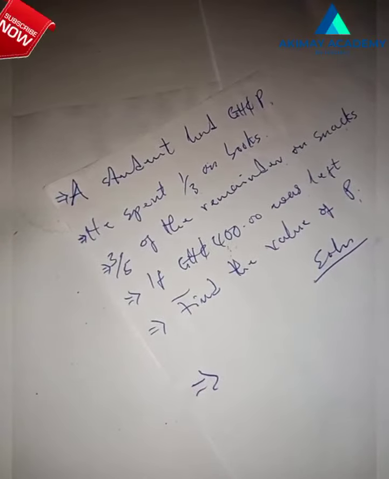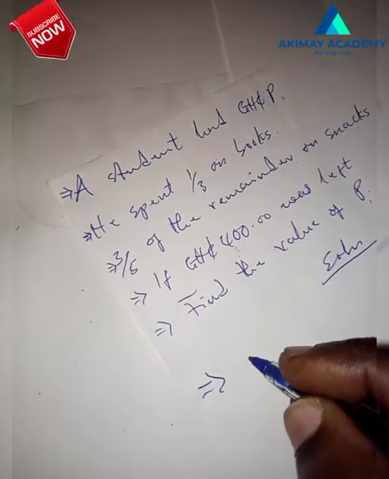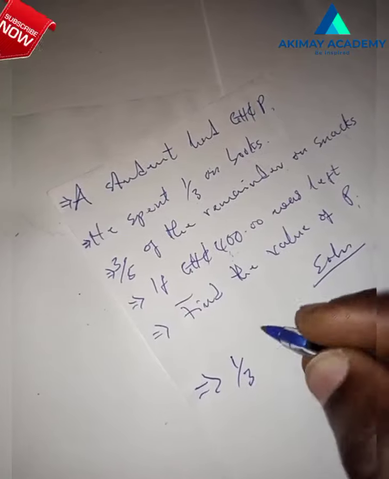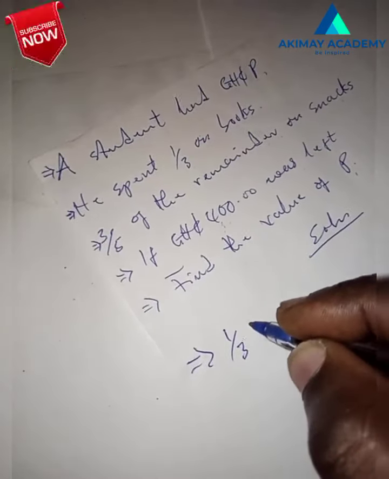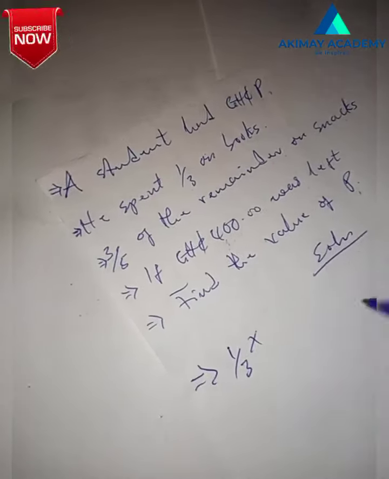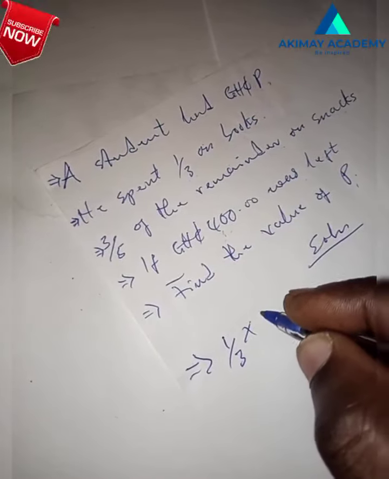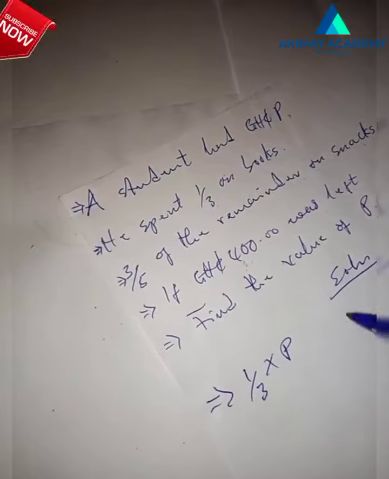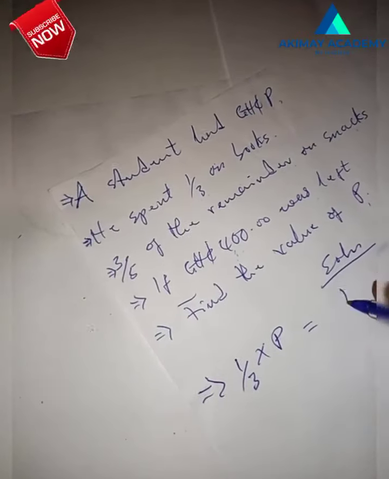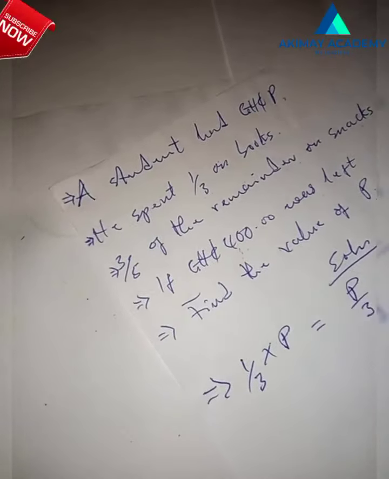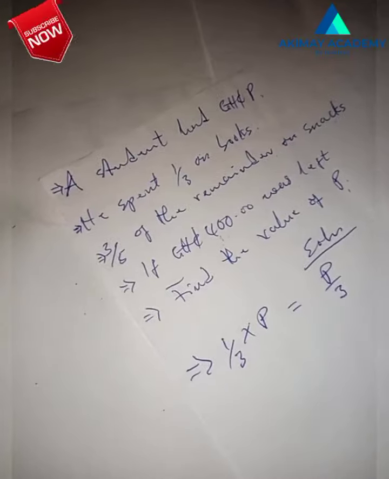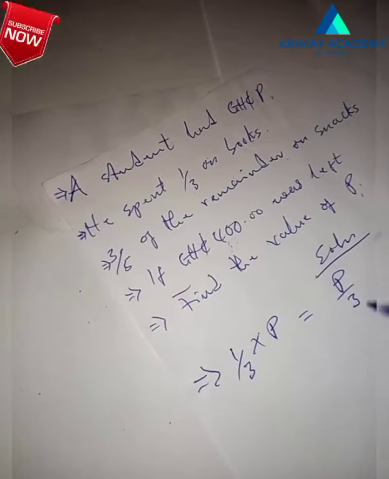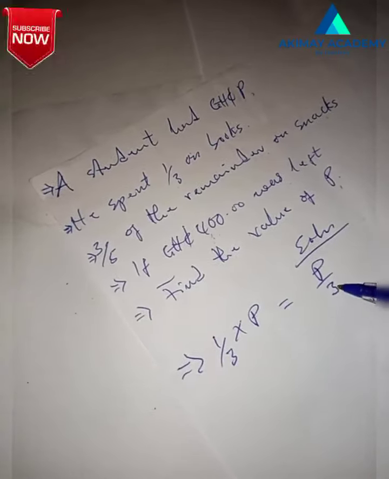1/3 of 15 CDs gave us 5 CDs. So 1/3 of P, where the "of" represents multiplication and P is the total amount, should give us P out of 3. This is 1/3 of P: P out of 3.